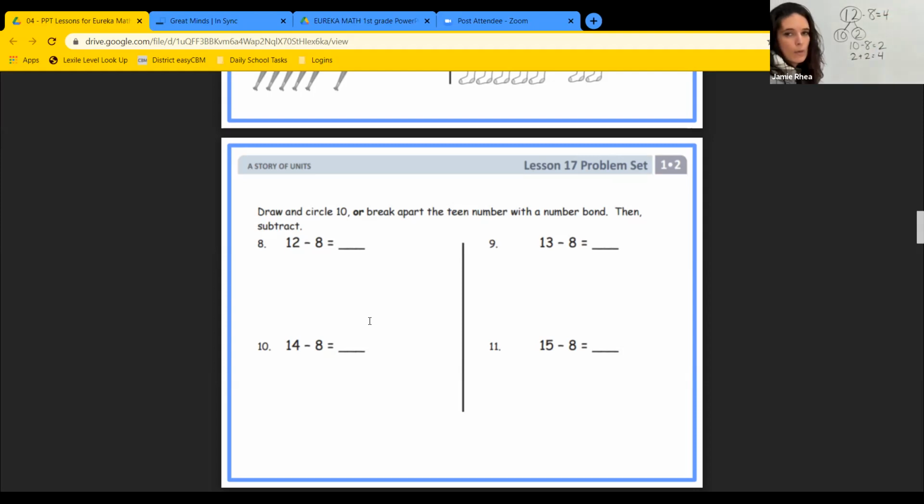Now let's look at it how they want us to do it, the circle 10 way, okay? So same problem, 12 minus 8. Draw 12. I'm going to circle the 10 or frame it. Take 8 of those away. Here's what I have left, 2, 3, 4.